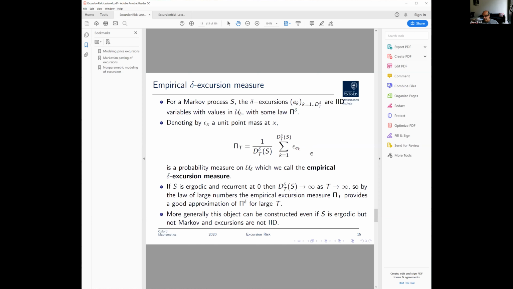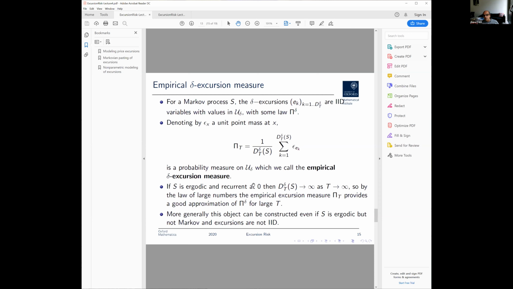So it tells you that this is going to be a good estimator for the unknown distribution of delta excursions, which you want to estimate or model. But this Glivenko-Cantelli theorem, the law of large numbers, as you know, holds more generally than for IID. In fact, if S is ergodic, that's enough. If S is ergodic and recurrent at 0, the only thing I need is that it goes back from 0 to delta in a finite time.